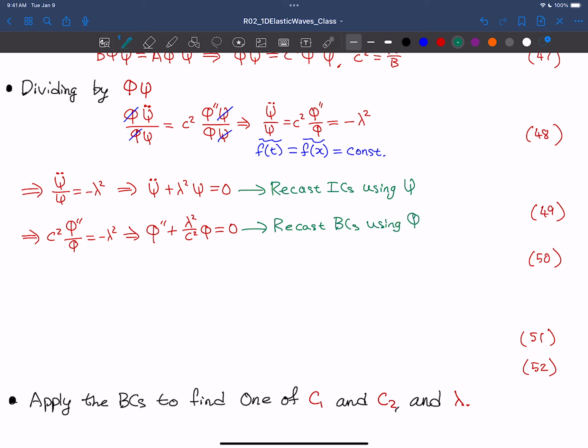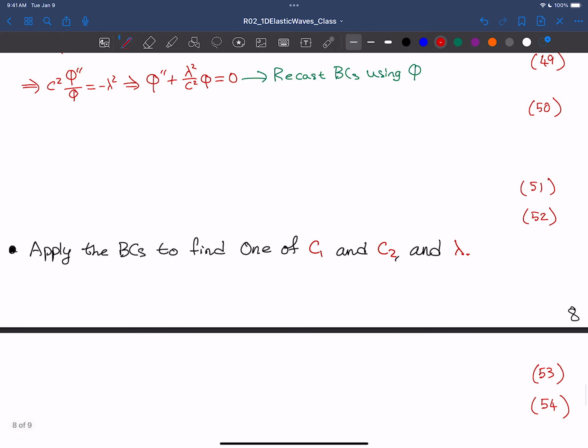Using phi. There. Okay, so let's briefly do that. At x equals 0, we had u of 0 comma t is equal to 0. This must be equal to phi of 0 times psi of t. What this tells us then, since psi of t can't be 0 for all time, is that phi of 0 must be equal to 0.